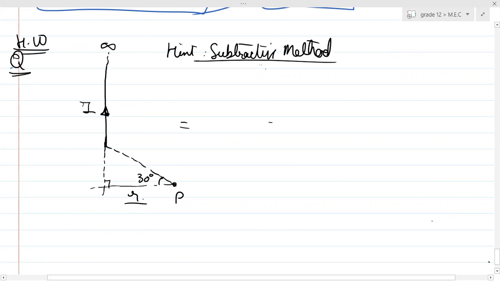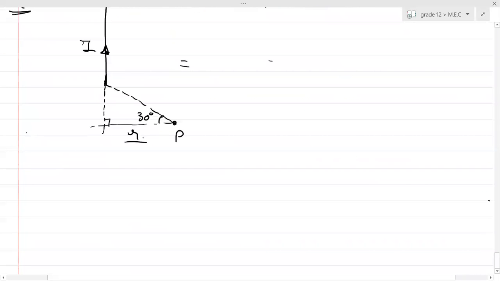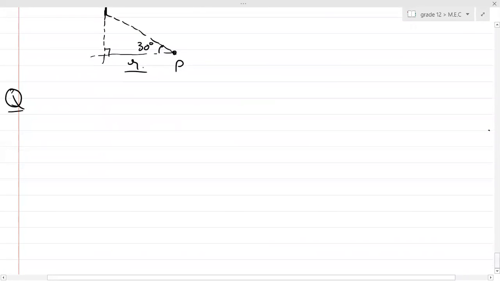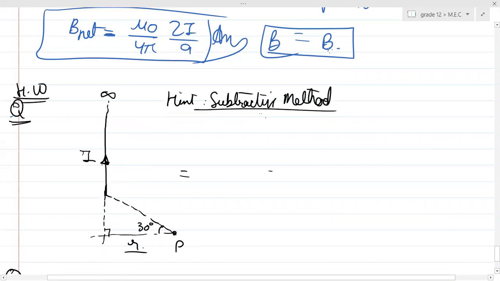Is this clear? Yes, sir. Next question. So this is a semi-infinite wire, right? Yes, it is a semi-infinite wire. The point P is not at one end. If the point P were at the end, it would have been a direct case of a semi-infinite wire at its end. But you can see that point P is at a 30-degree angle from this end.